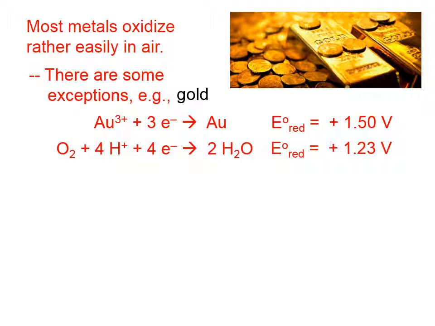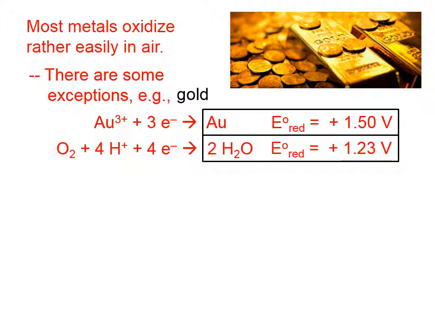If we look at the reduction table values for gold 3+ being reduced to neutral gold and oxygen being reduced essentially to water in the presence of acid, we notice that for the reduction of gold 3+ it's positive 1.50, and for the reduction of O2 positive 1.23 volts.